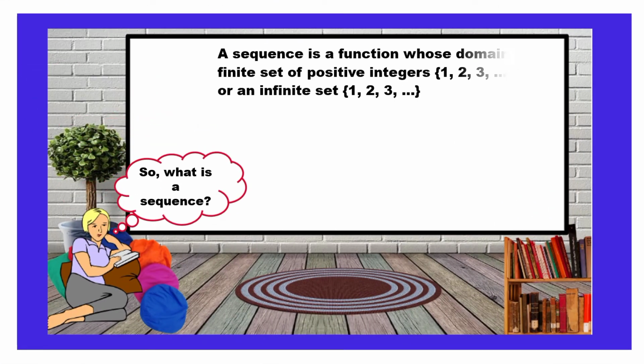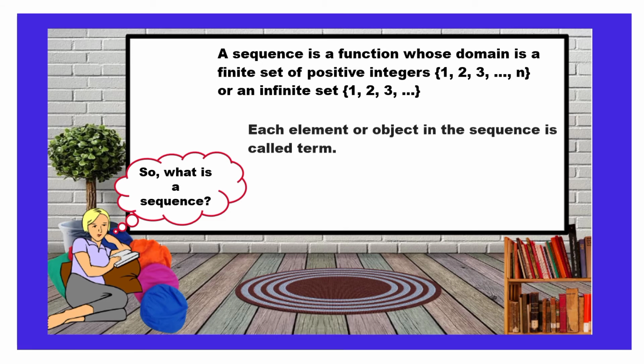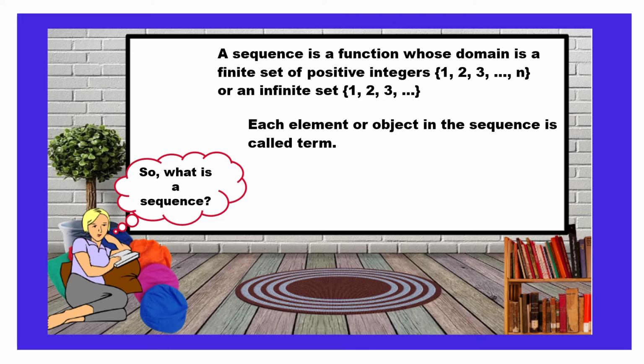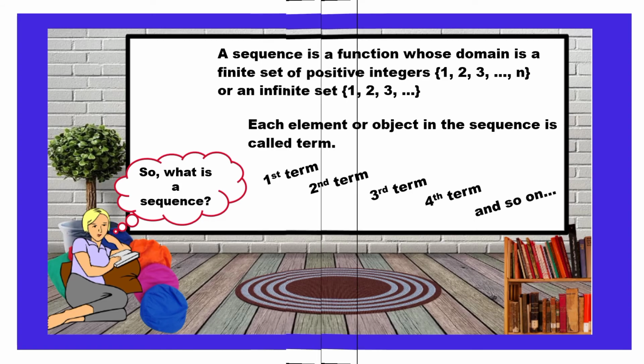So what is a sequence? A sequence is a function whose domain is a finite set of positive integers 1, 2, 3 up to n, or an infinite set 1, 2, 3 up to infinity. Each element or object in the sequence is called a term. First term, second term, third term, fourth term, and so on.